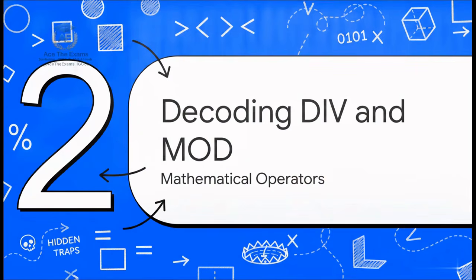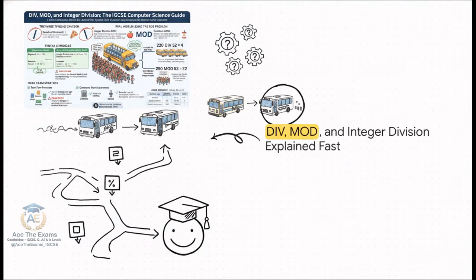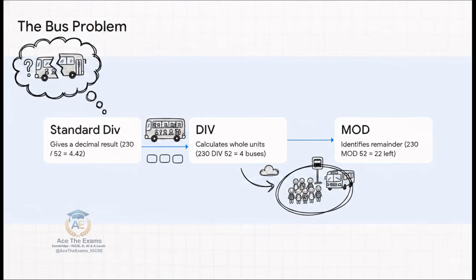All right, moving to Section 2, Decoding div and mod. We're getting into mathematical operators, which is an area full of hidden traps. The crucial point here is captured perfectly in the bus problem, which visually separates standard division, integer division, and modulus. See, when you're writing pseudocode, standard division often just doesn't cut it for real-world logistical problems. You absolutely need to know exactly when to use div and when to use mod. Let's walk through this bus analogy. Just follow this step-by-step logic, and you'll guarantee you know exactly when to extract the quotient versus the remainder.